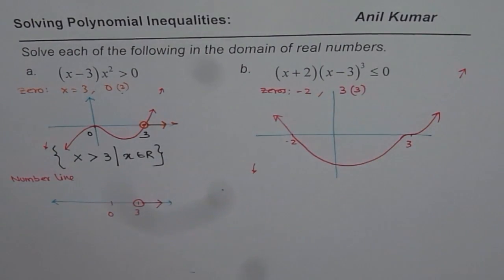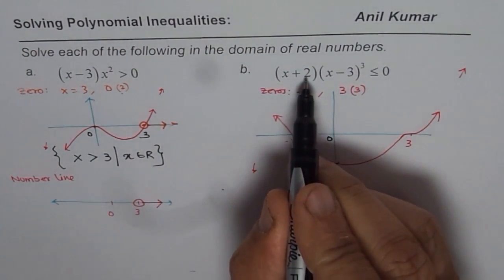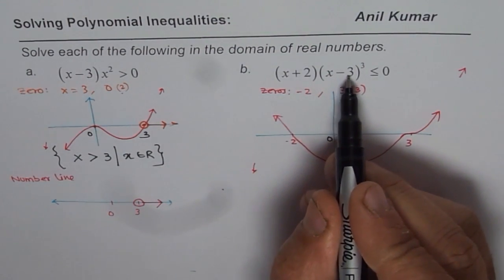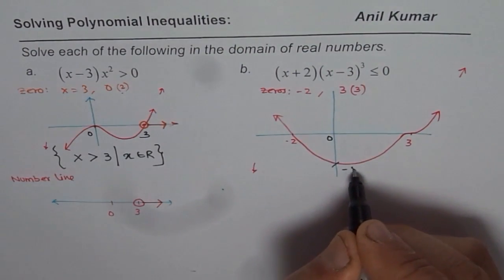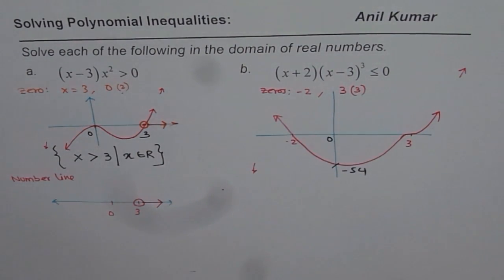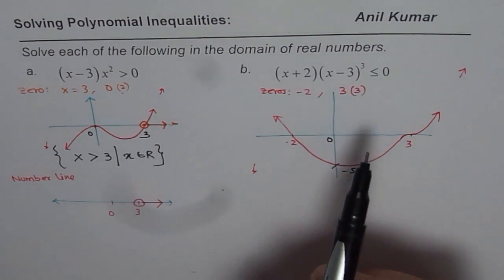Well, at times you can find the y-intercept also. That is when x equals 0, then it will be the cube of 3, which is 27, times 2, which is 54, with a negative sign. So that becomes the y-intercept. Okay. Anyway, it really doesn't affect our solution for the inequality.